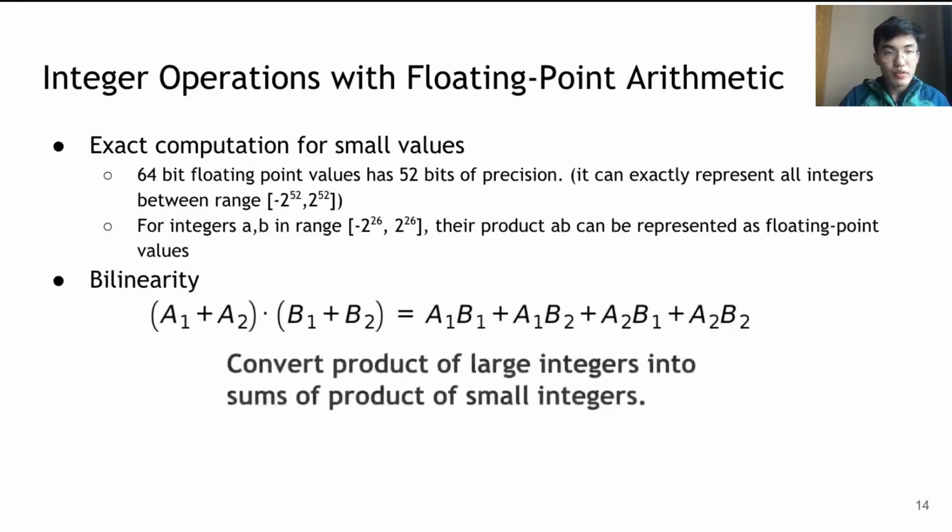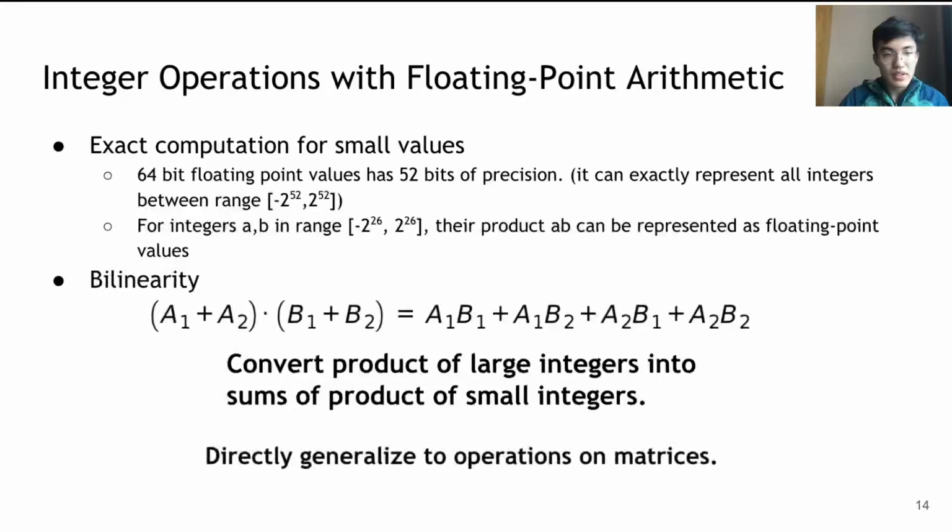Using this idea, we can convert the product of large integers such as 32 or 64-bit integers into sums of products of small integers such as 16-bit integers, whose products can be directly represented as floating point values without any loss. This mechanism directly generalizes to operations on matrices. And based upon this mechanism, we develop a module called CUDALongTensor in our system as an abstraction.